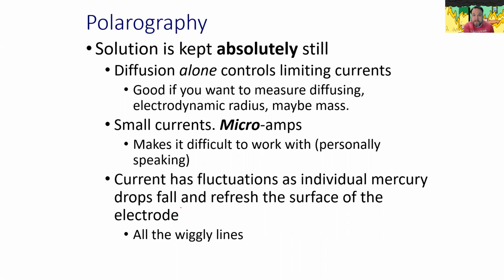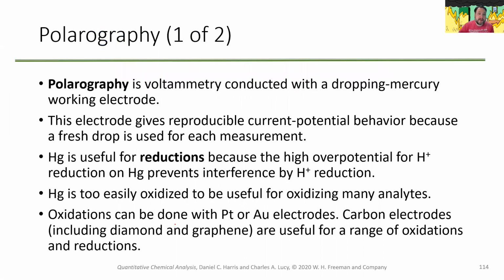And then all of a sudden it's going to bloop, drop off. And when it drops off, it breaks that electrical connection. And so we see a drop, right? And we see a decrease in our observed current, and then the ball starts to grow again, and it drops, and it goes again, it drops. So we're going to see a bunch of wiggly lines in our experiment.